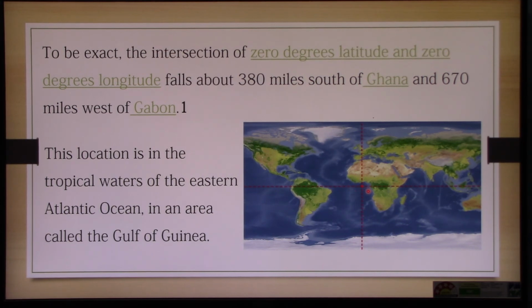So to be exact, the intersection of 0 degrees latitude and 0 degrees longitude falls about where? 380 miles south of Ghana and 670 miles west of Gabon. Now this location is in the tropical waters of the Eastern Atlantic Ocean in an area called the Gulf of Guinea.